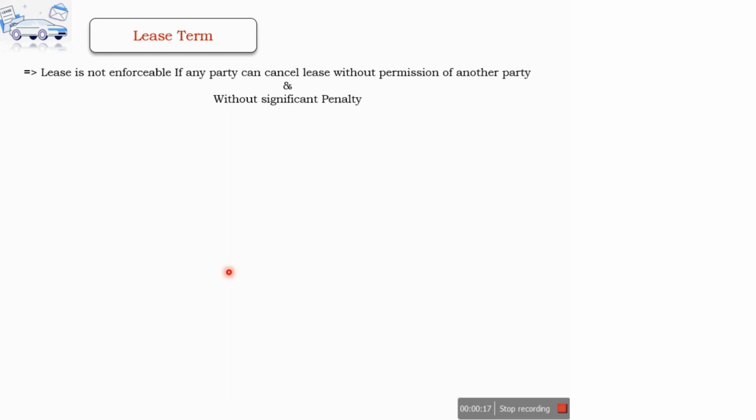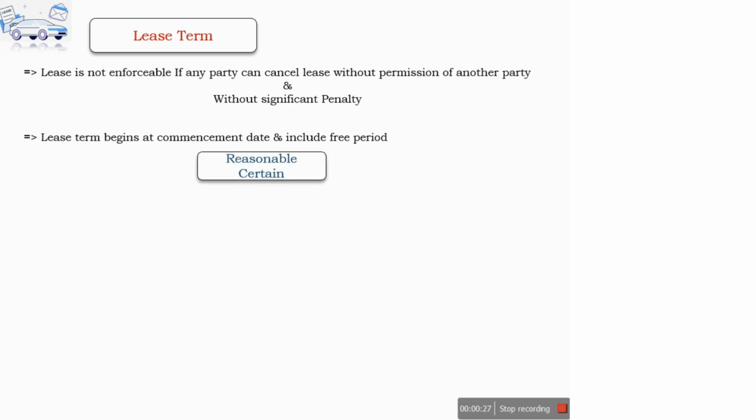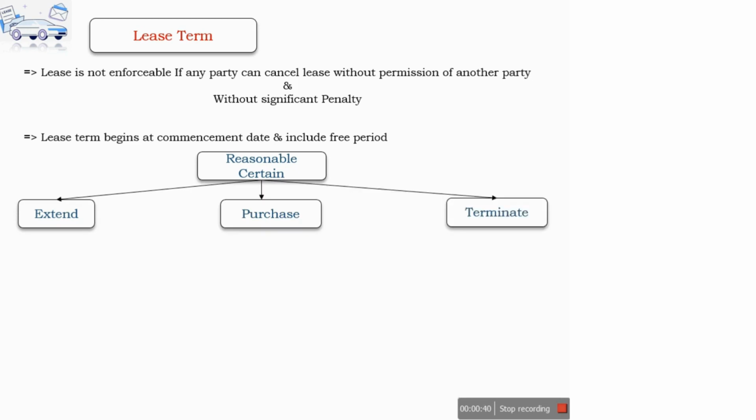Lease term begins at the commencement date and includes the free period. At the inception of the lease, we will check the reasonable certainty in respect of the option to extend the lease term, to purchase the asset, or to terminate the lease contract. When assessing the reasonable certainty of the option to extend, purchase or terminate, we have to check the economic incentive flowing to the lessee.